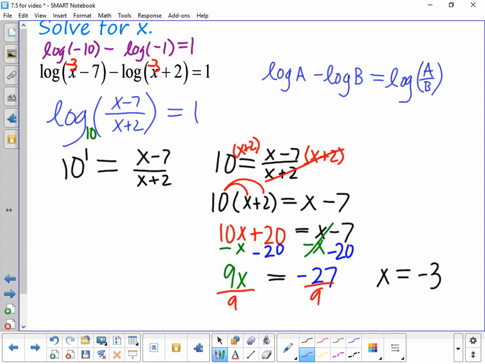It gives you an error. We can't take the log of a negative number. It's not in the domain of log. So it's not working. It doesn't work. It doesn't give me the answer.